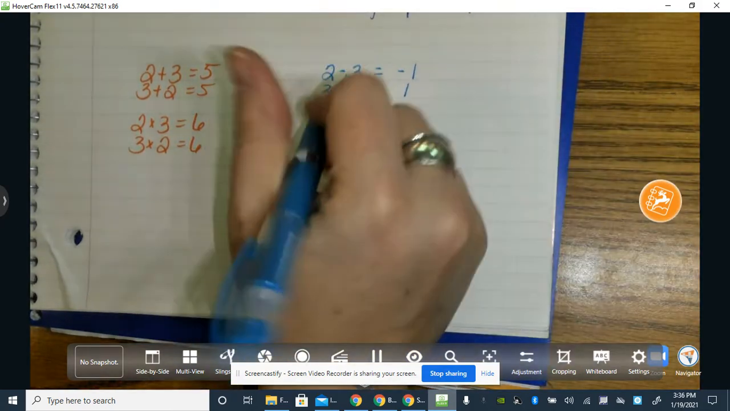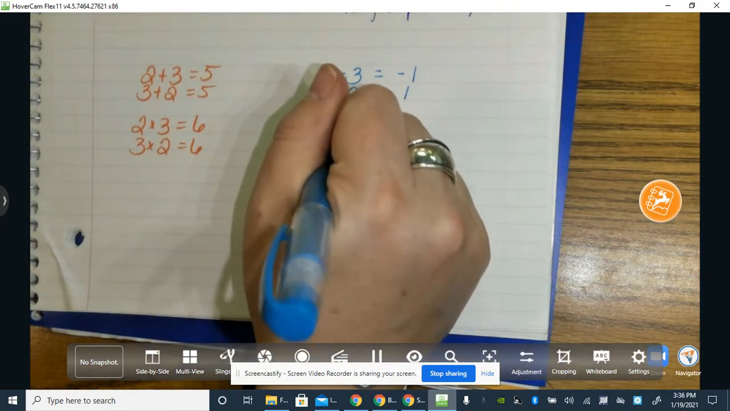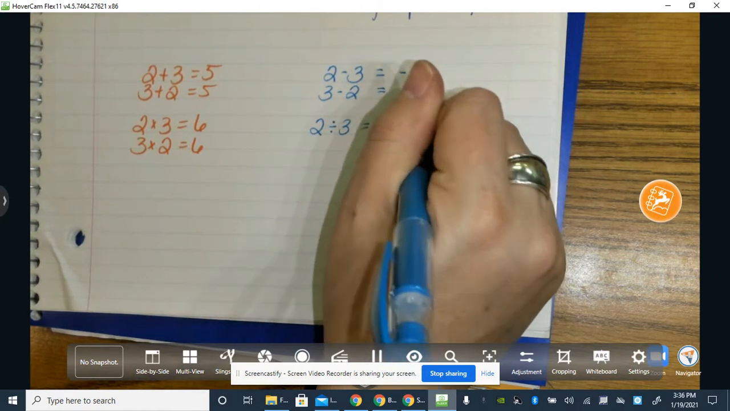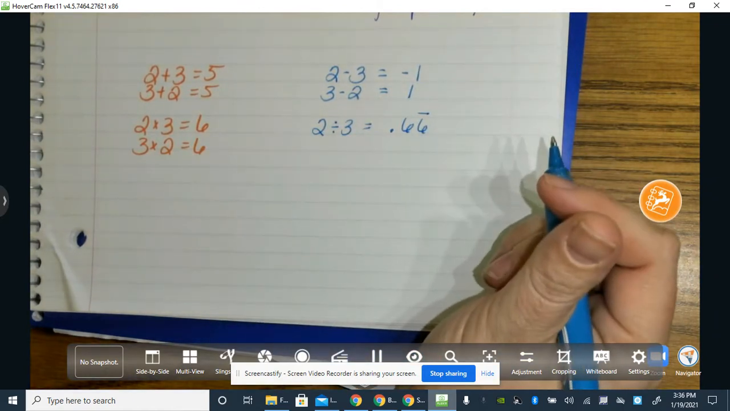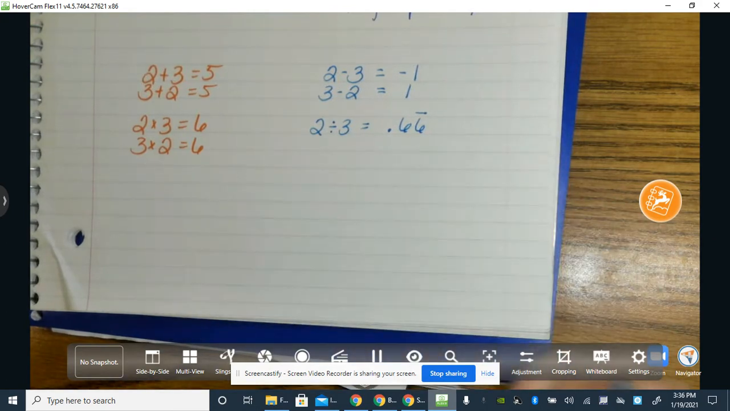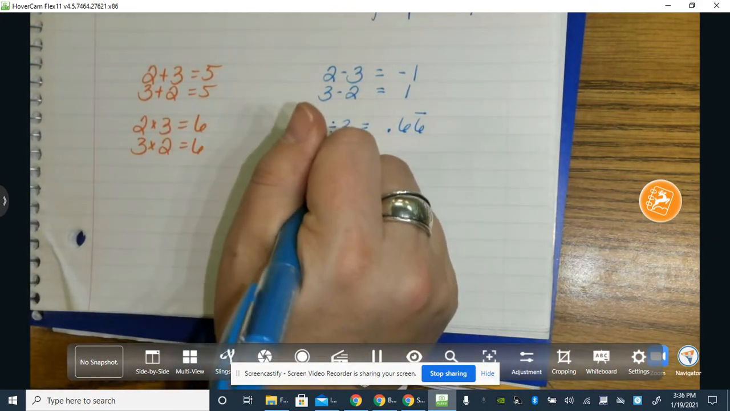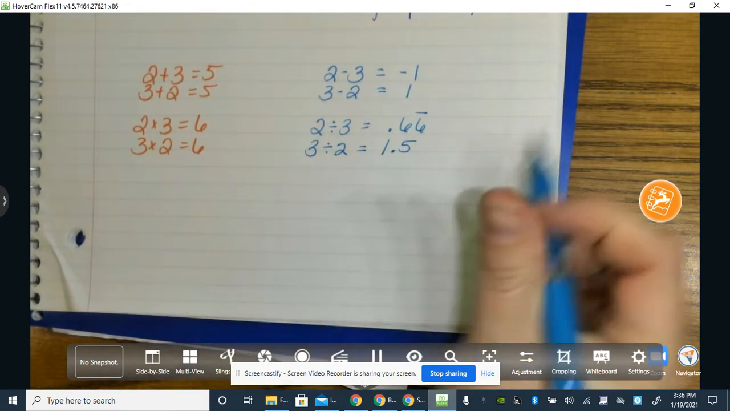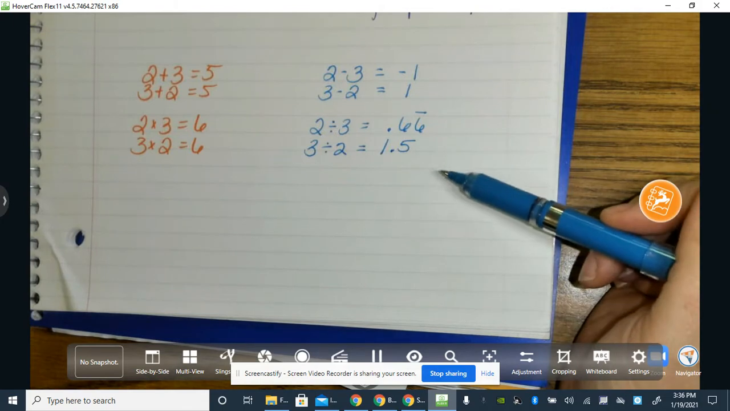Same with division. So 2 divided by 3 gives me 2/3, which is a repeating decimal. Okay. Now if I flip it around and do 3 divided by 2, that gives me 1 1/2. These two answers have different values.